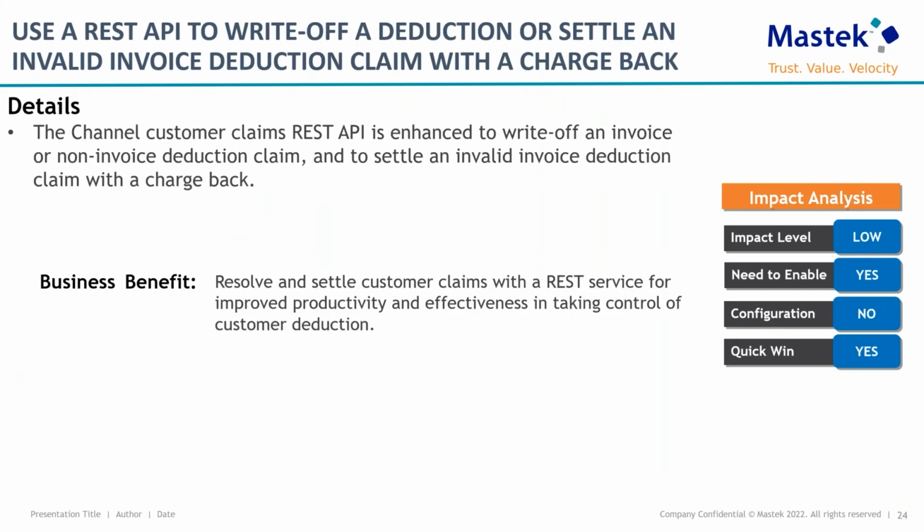Next. Use a REST API to write off a deduction or settle an invalid invoice deduction claim with a chargeback. This feature covers an area of order management as well as Oracle Receivables, which highlights an enhancement on an existing REST API, which can now be used to write off an invoice or a non-invoice deduction claim and to settle an invalid invoice deduction claim with a chargeback.